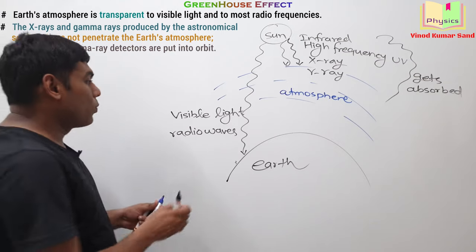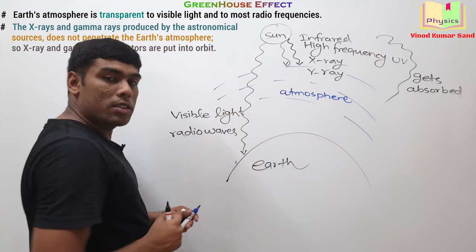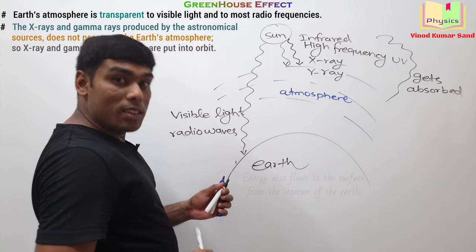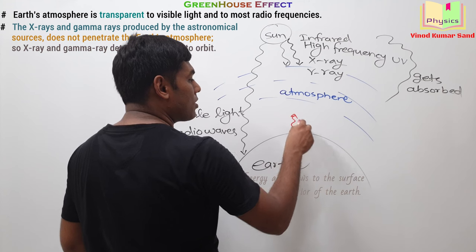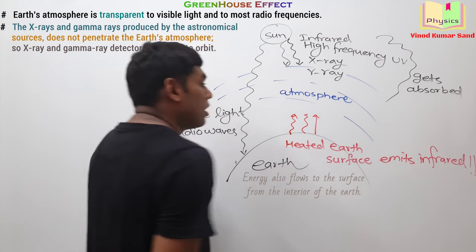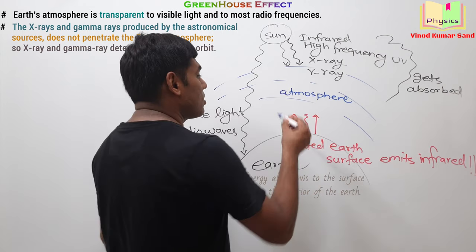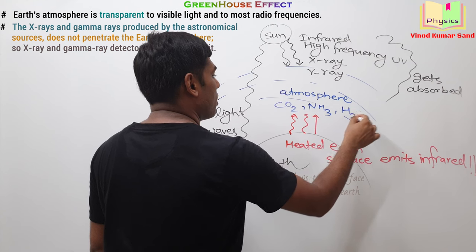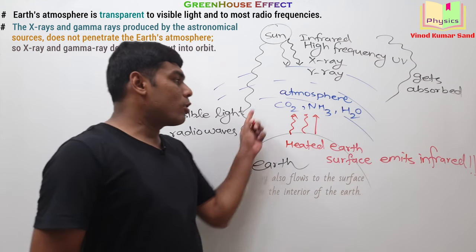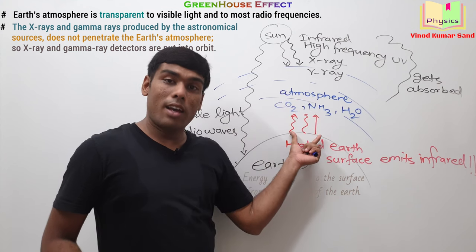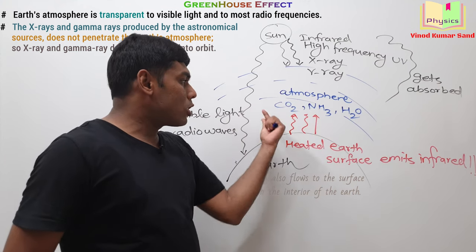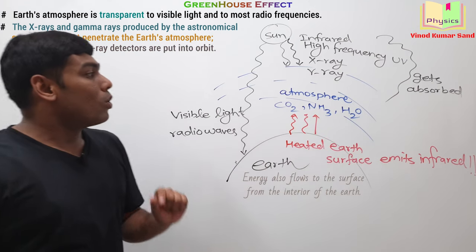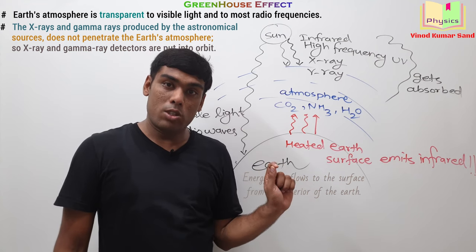Got it? Now, since the earth is absorbing the visible light, due to this the earth surface gets heated up. This heated up earth surface emits the infrared. Now, in the atmosphere, there is the presence of the carbon dioxide, there is the presence of ammonia, there is the presence of the water vapor. All these molecules actually absorb this infrared, and due to which here the temperature is maintained. Got it? Now, this is known as the greenhouse effect.